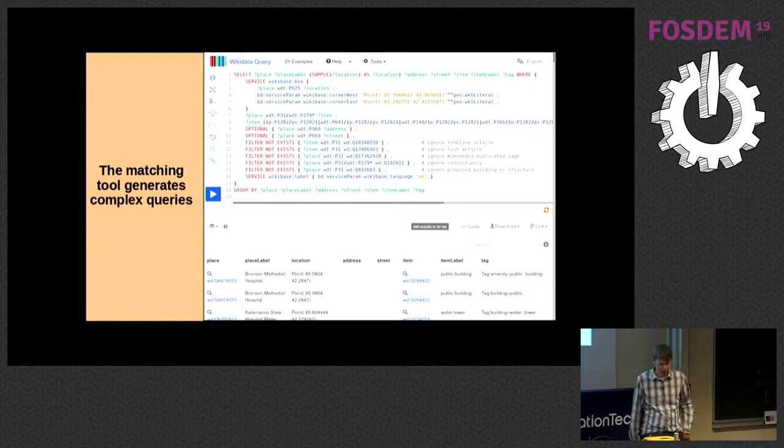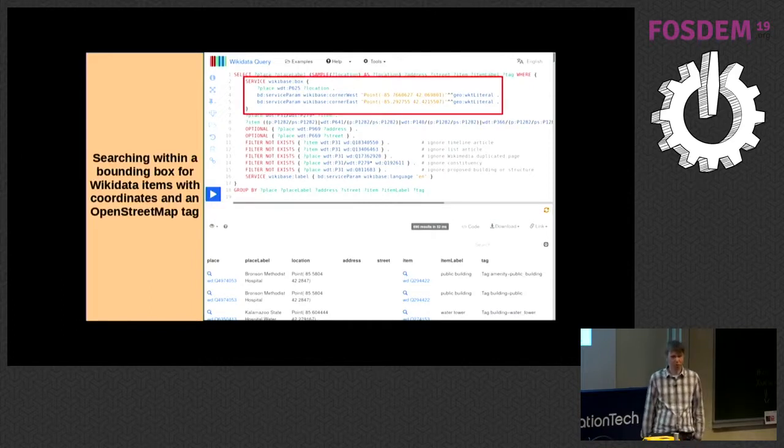And SPARQL supports bounding box searches, which is important for geospatial data. So that's the bit of the code that you use for searching in a bounding box.